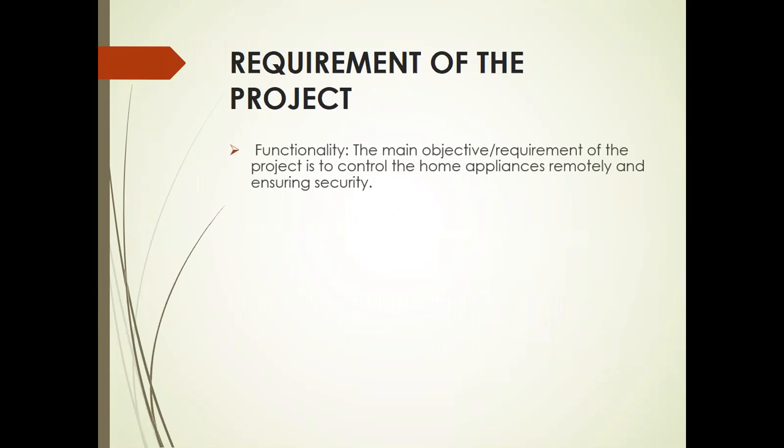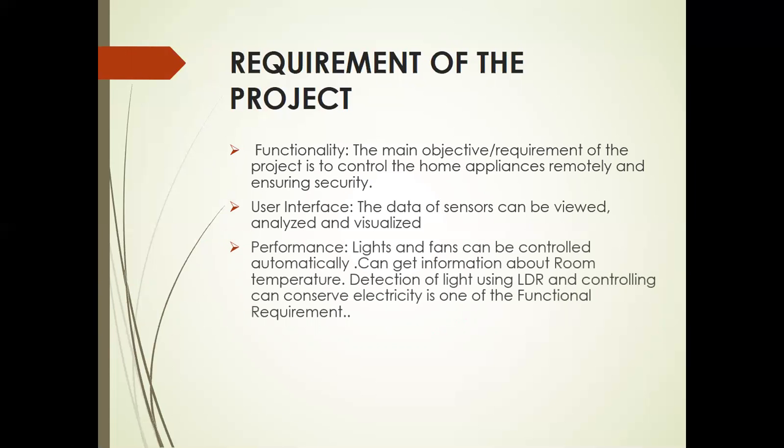Functionality. The main objective or requirement of the project is to control the home appliances remotely and ensure security. User interface. The data of sensors can be viewed, analyzed, and visualized. Performance. Lights and fans can be controlled automatically, we can get information about room temperature and detect light using an LDR, and controlling them can conserve electricity, which is one of the functional requirements.